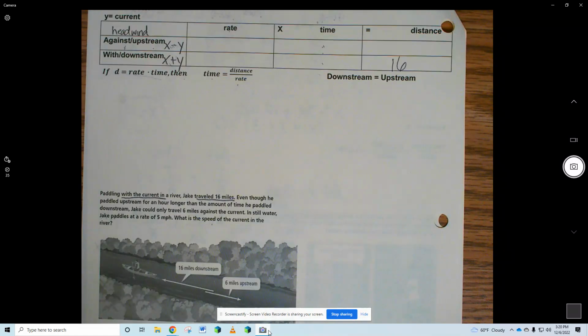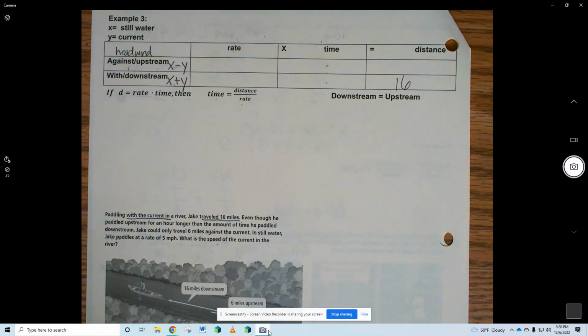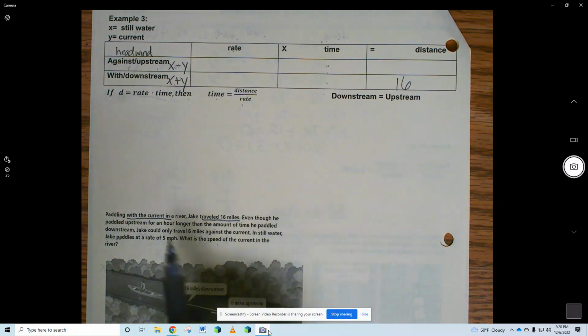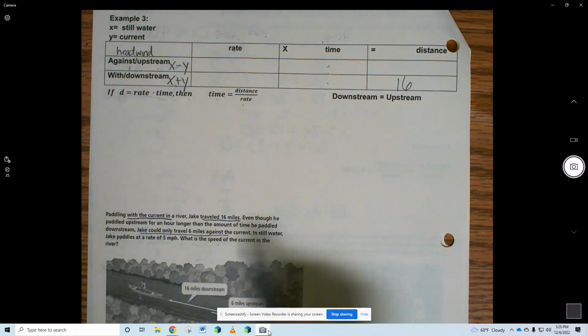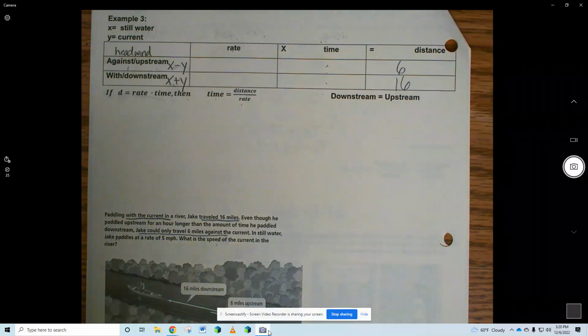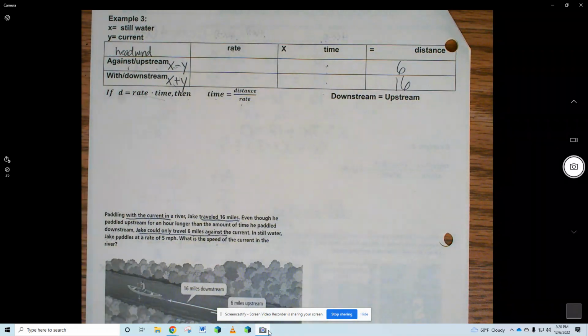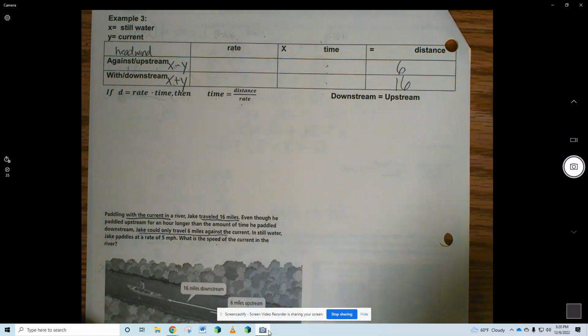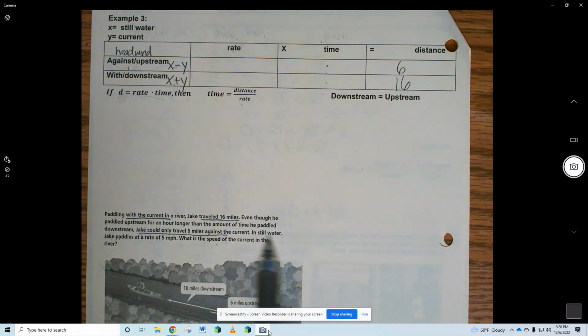All right. So back up to the chart. I'm just documenting everything I'm reading. Jake could only travel 6 miles against the current. So go to against and put a 6 there for distance. Against, 6. All right, what else? In still water, Jake paddles at a rate of 5 miles per hour.